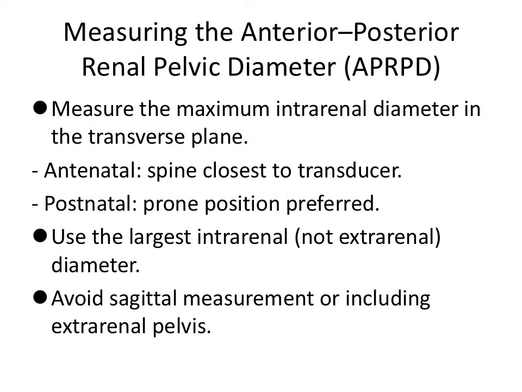APRPD is the maximum intrarenal width of the renal pelvis measured in the transverse plane. For antenatal scans, the fetal spine should be closest to the transducer. Postnatally, prone positioning improves accuracy. Measure within the renal parenchyma and avoid including the extrarenal pelvis. Document the largest valid intrarenal diameter.